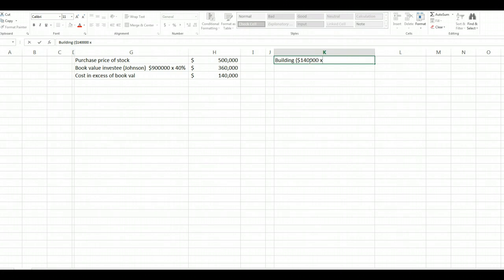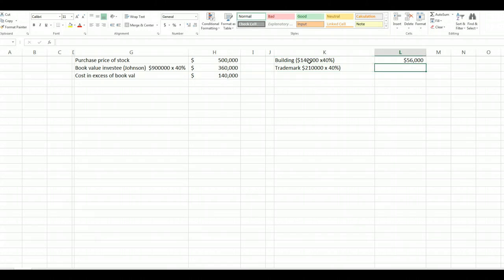What's our share of that building? 40%? How much would that be? 66,000. I'm sorry, 56,000. And then we have a patent or a trademark that was worth how much, or expected the value? 210, is it? So 210 at 40% would be what? $84,000, you said?